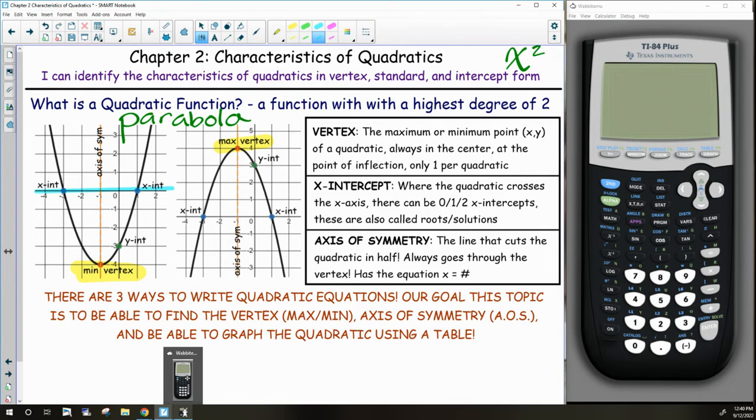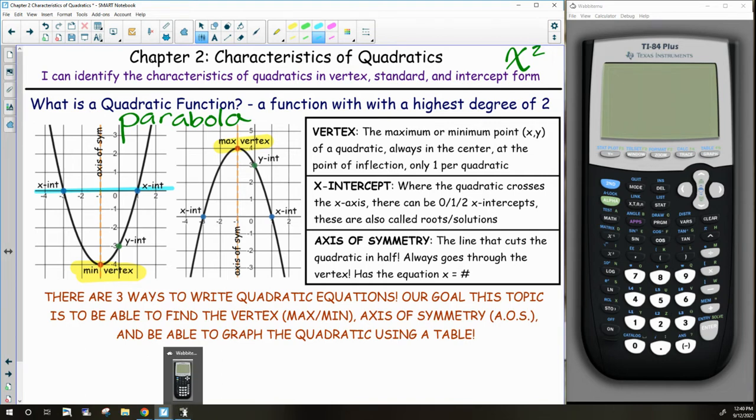They're symmetrical. Okay, those are our big things. So this next 2 weeks, there are 3 ways to write quadratics, and we're going to spend time on each way. In Algebra 1, that y equals mx plus b, that's one way to write a linear line. You can also do standard form for linear lines. In quadratic, there are 3 ways: vertex form, intercept form, and standard form. Today, we're just doing vertex form.